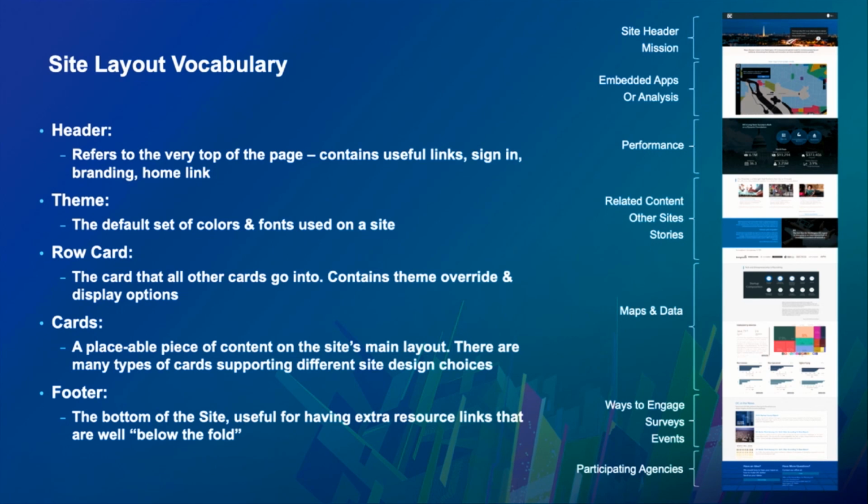All the pieces of the site that you see here on the right, like the map, the category cards, the search bars, they're all placeable cards that go into those rows. And there are many types of cards available to support different design choices. Some of them can summarize your feature services. Some of them can chart your feature services. Some of them are just visual, like images and things like that.